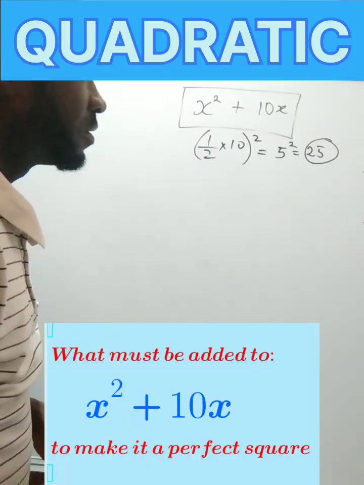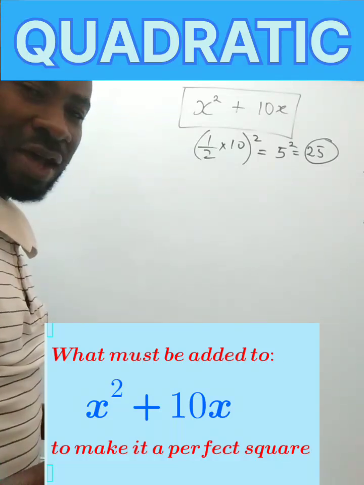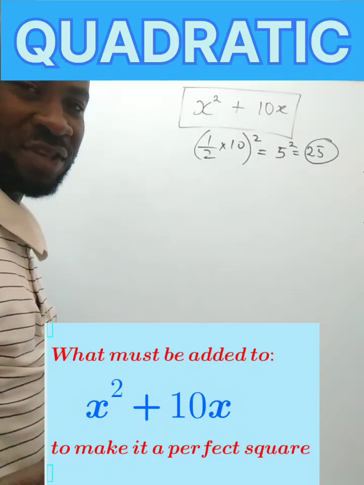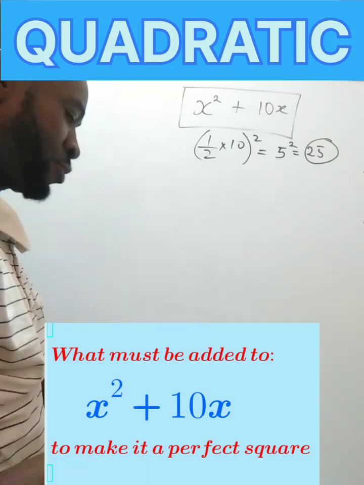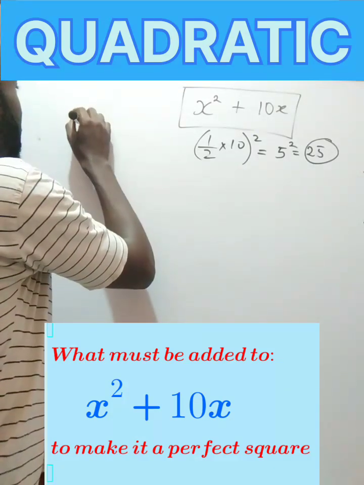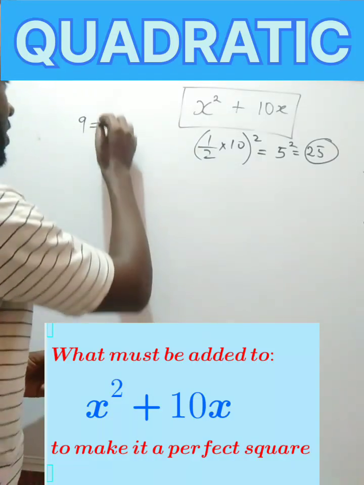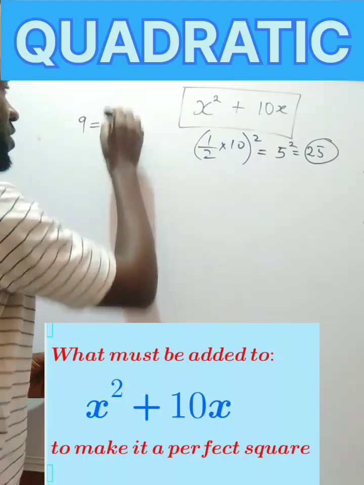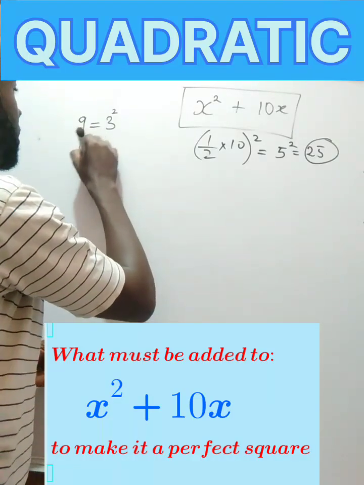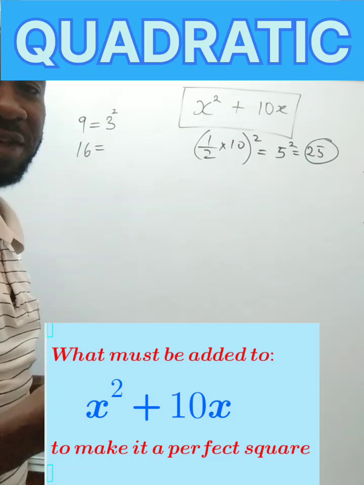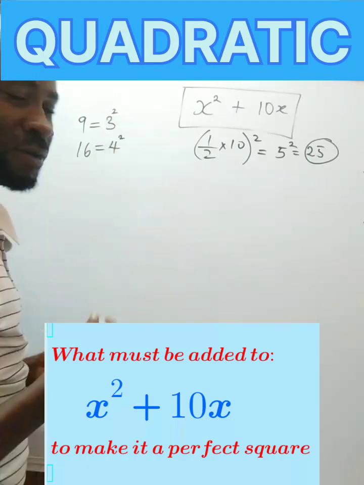Now, first of all, let's understand the concept of a perfect square. I can say that a perfect square is a number that can be expressed as a square of one of its factors. For example, I know that 9 is a perfect square because 9 can be expressed as a square of 3, which is its factor. Another example is 16. 16 is a perfect square because it can be expressed as a square of one of its factors, which is 4.